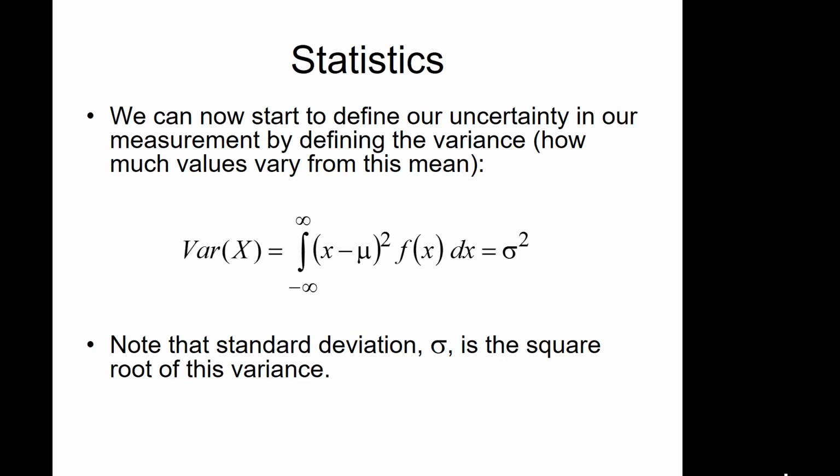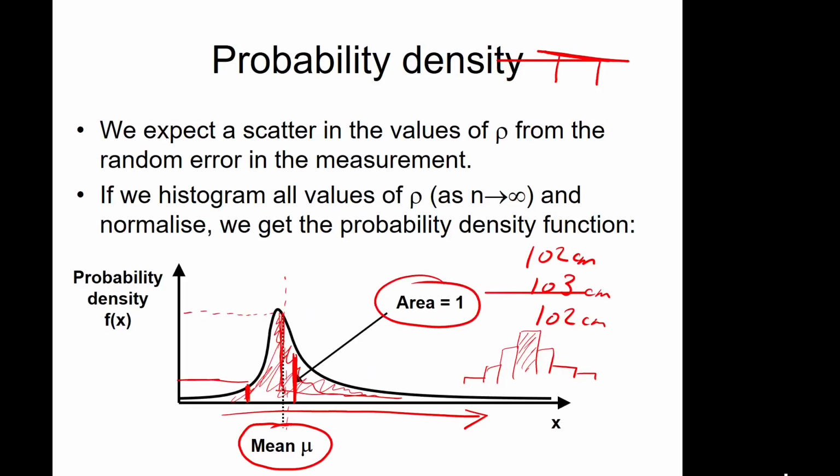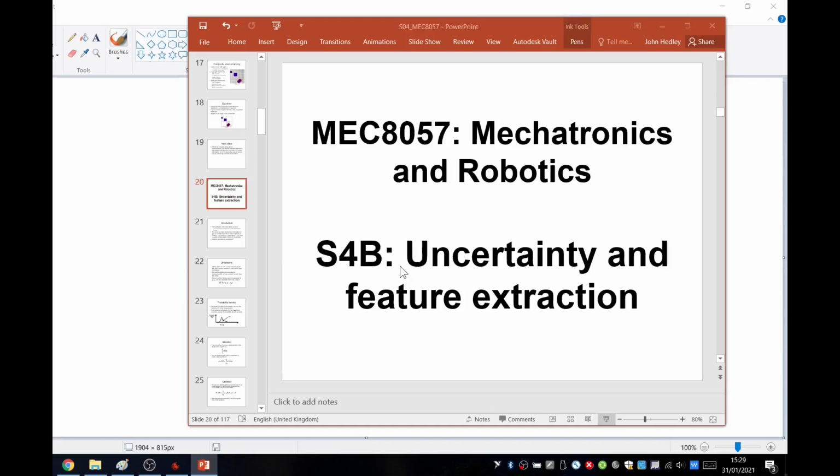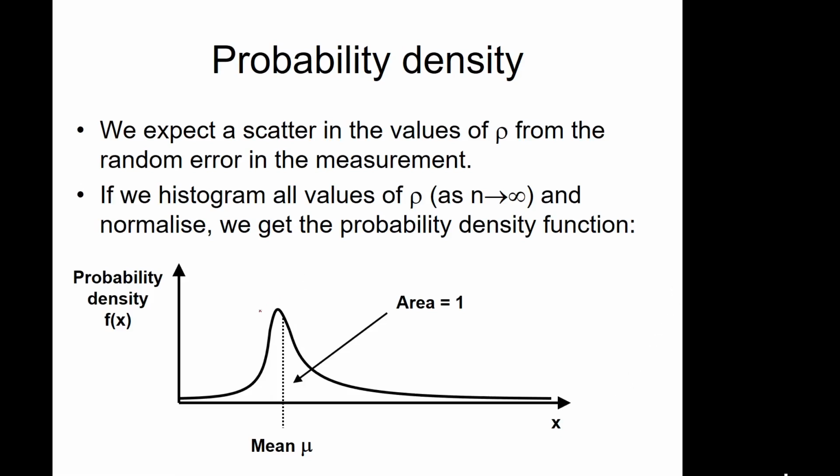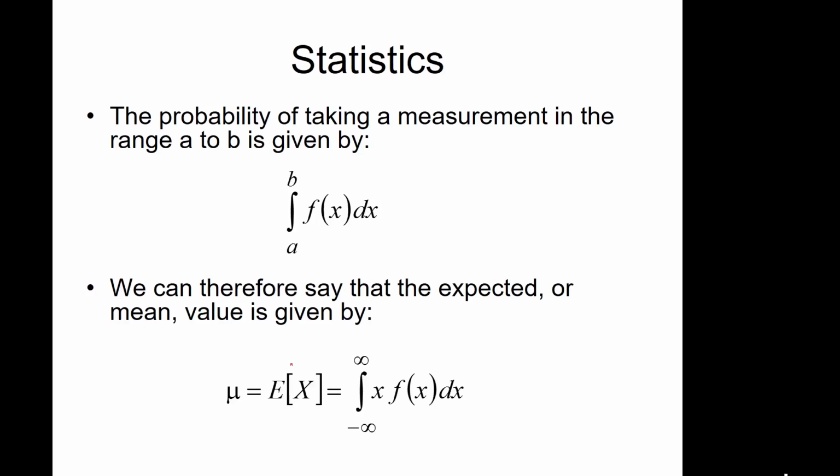The variance is essentially the scatter in the data. So the variance is essentially how wide this peak is. So the wider it is, if we had a very flat peak, so there's a lot of scatter, that would have a large variance. A very sharp peak would have a very small variance.